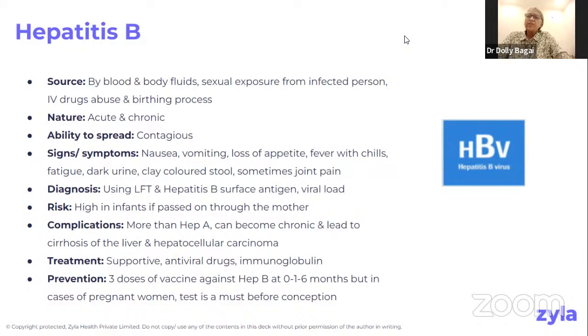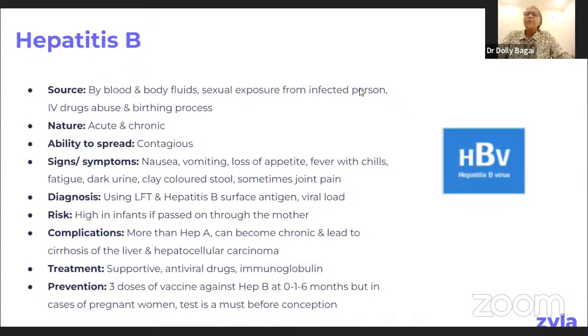And if it is positive, then go for a viral load so that it can be treated and complications of hepatitis B, such as chronic liver disease, cirrhosis of the liver, and hepatocellular carcinoma, can be prevented. It is a preventable disease now, and it is a curable disease now. Only awareness is not there. I am requesting everybody to be aware of their hepatitis B status.